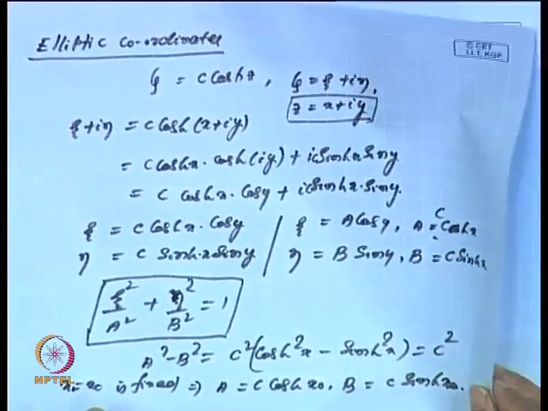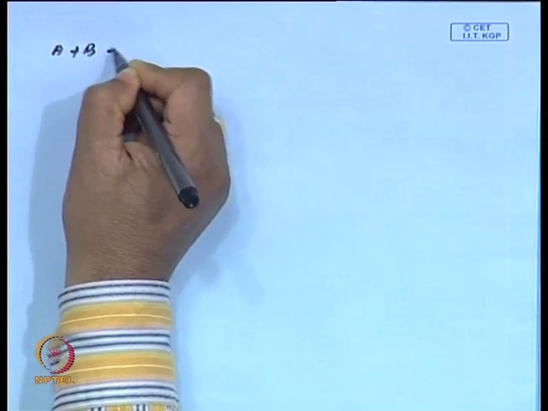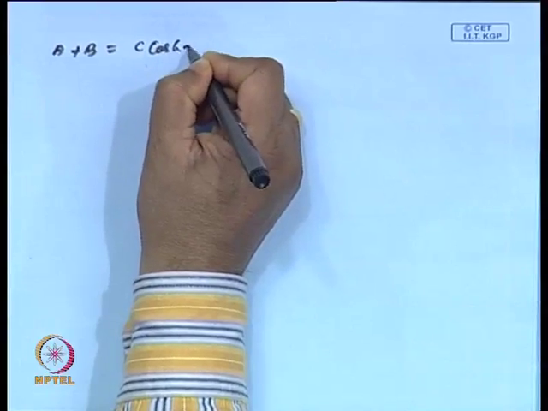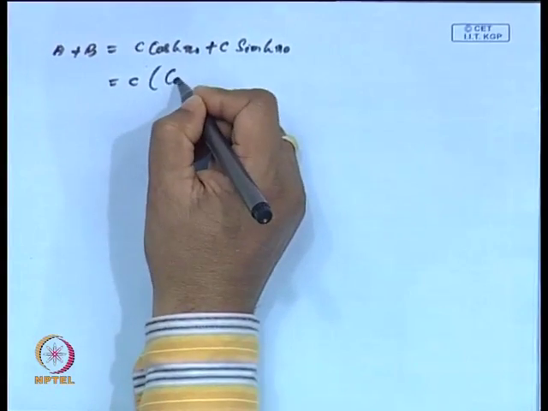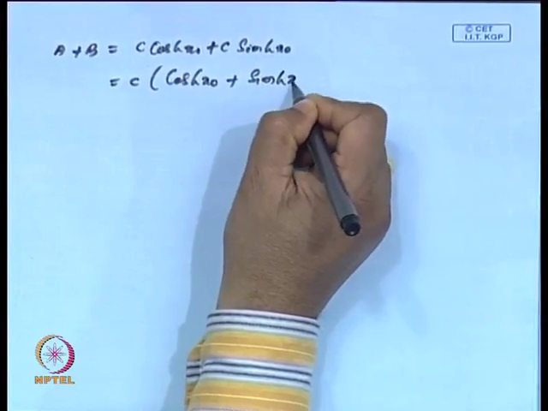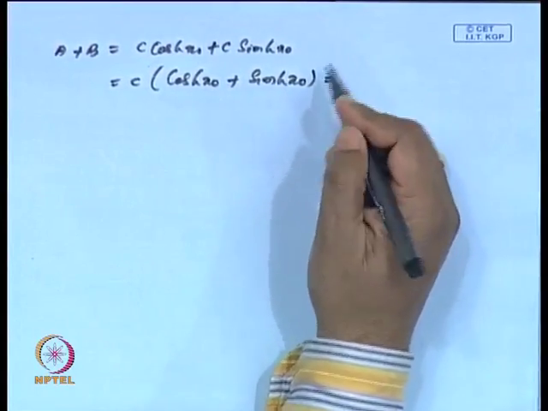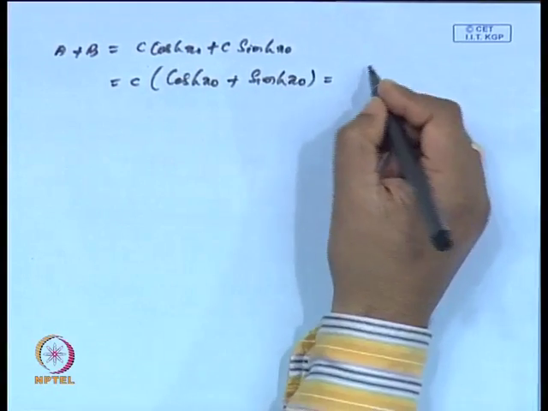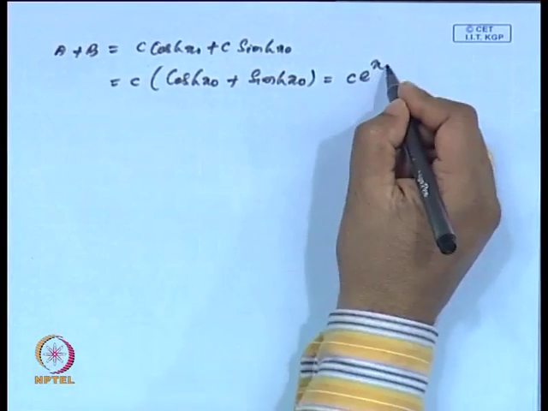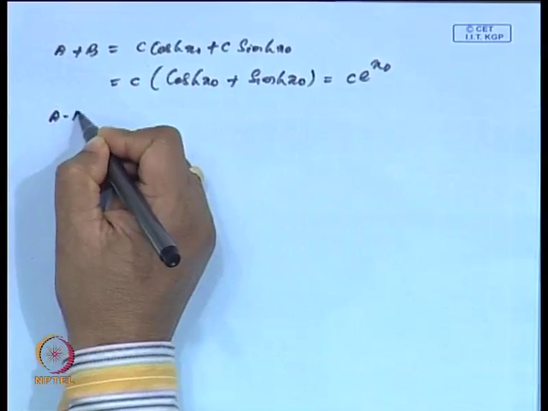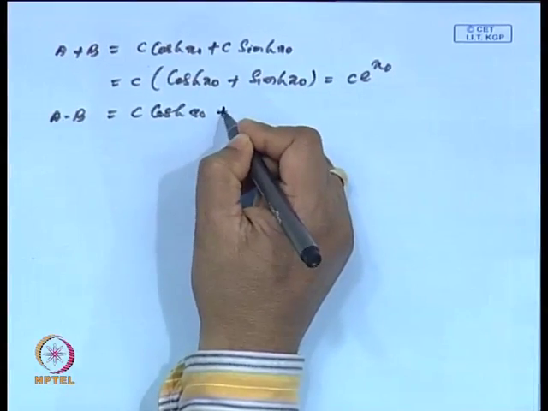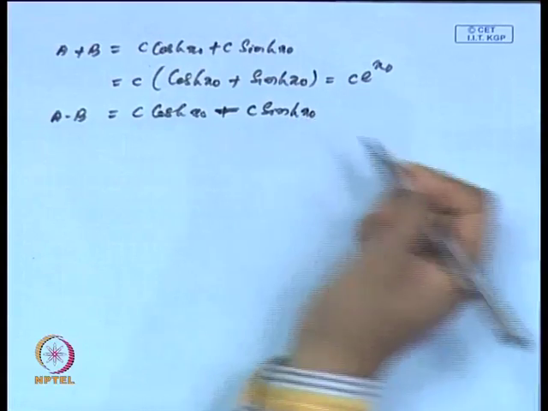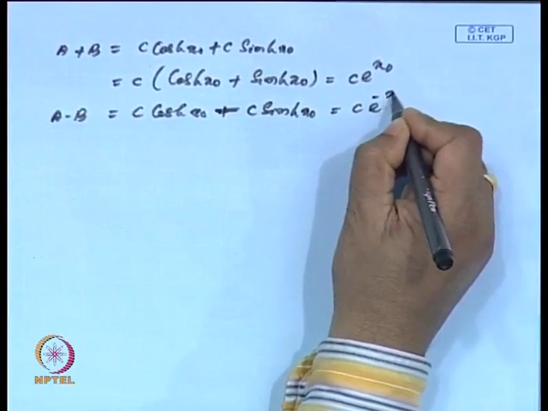Once a and b are known, because c is known, what will happen to a plus b? A plus b is c cosh x naught plus c sinh x naught, which gives c times cosh x naught plus sinh x naught. That will give me, because it will be e to the power x naught plus e to the power minus x naught by 2, c e to the power x naught. In a similar manner, a minus b will be c cosh x naught minus c sinh x naught. We can easily see that it becomes c e to the power minus x naught.